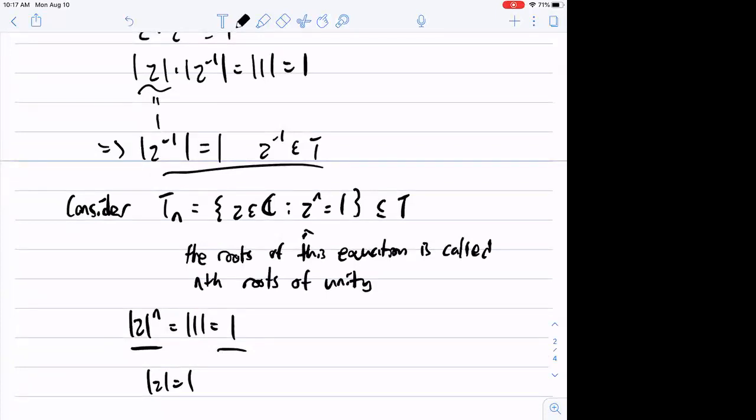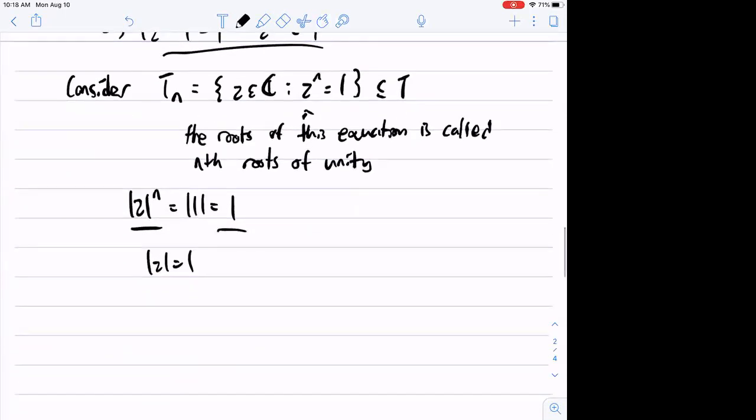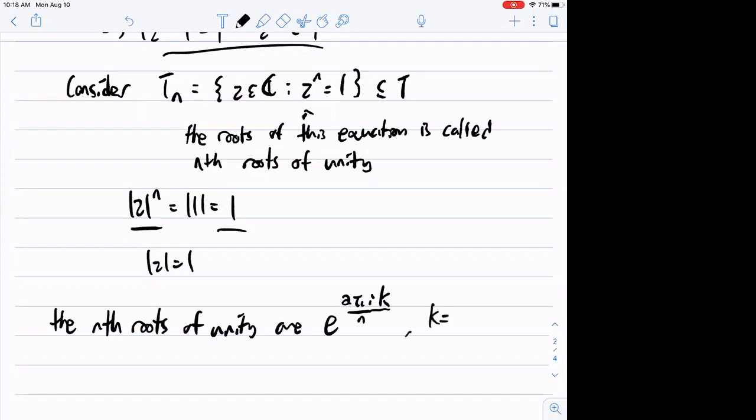Now, how do they look? If you go back to your picture, the nth roots of unity are e to the 2 pi i k over n, where k runs from, there's a convention, the book goes with 1 to n.